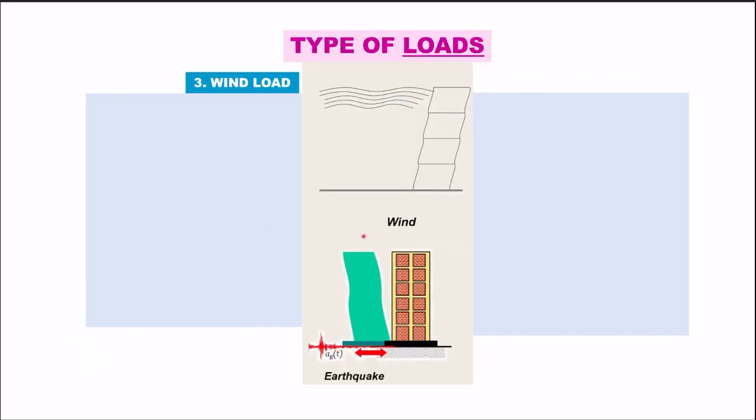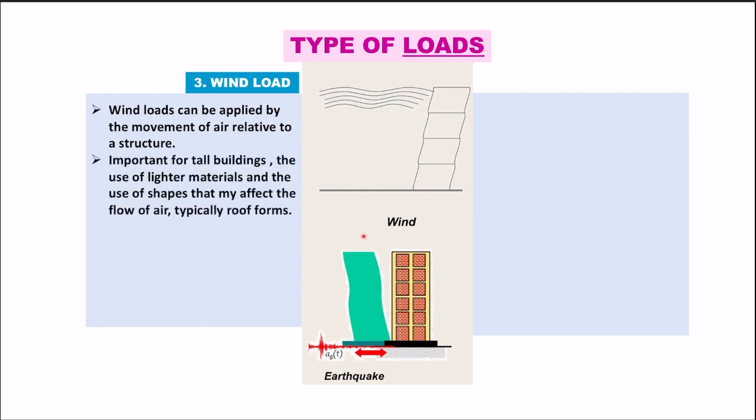Number 3, we have wind load. Wind loads can be applied by the movement of air relative to a structure. This is important for tall building, the use of lighter materials and the use of shapes that may affect the flow of air, typically roof forms. Because there is an effect from the wind.